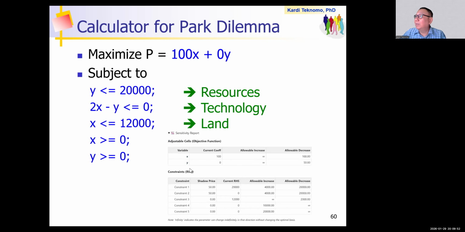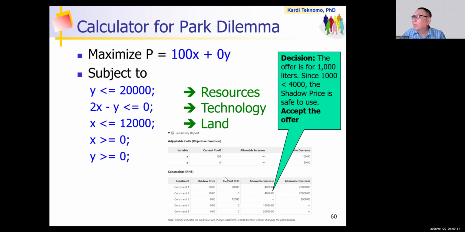If you try that, you will get this value, exactly the shadow price that you wanted a while ago. So this one, you get the 4,000 as the allowable increase. So if the offer is just for 1,000 liters, and you are allowed up to 4,000, since 1,000 is less than 4,000, that means this shadow price is safe to use. So you will accept the offer.